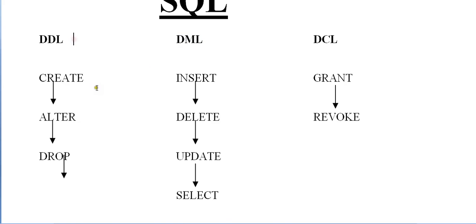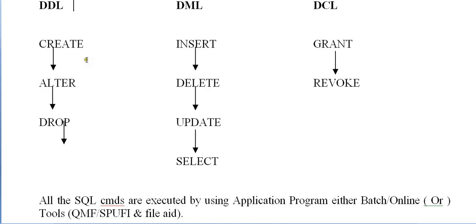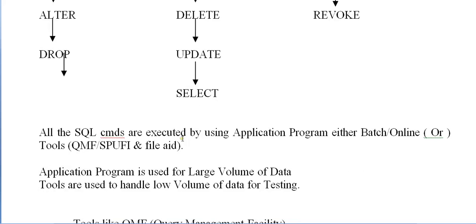In DDL, we would be using commands like create, alter, or drop. In DML, we'll be using insert, delete, update, and select. Select is a very powerful option. In DCL, grant and revoke.